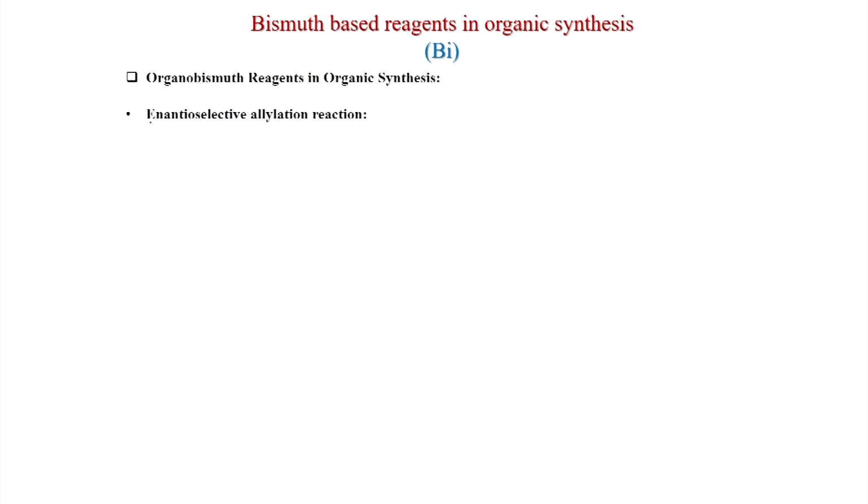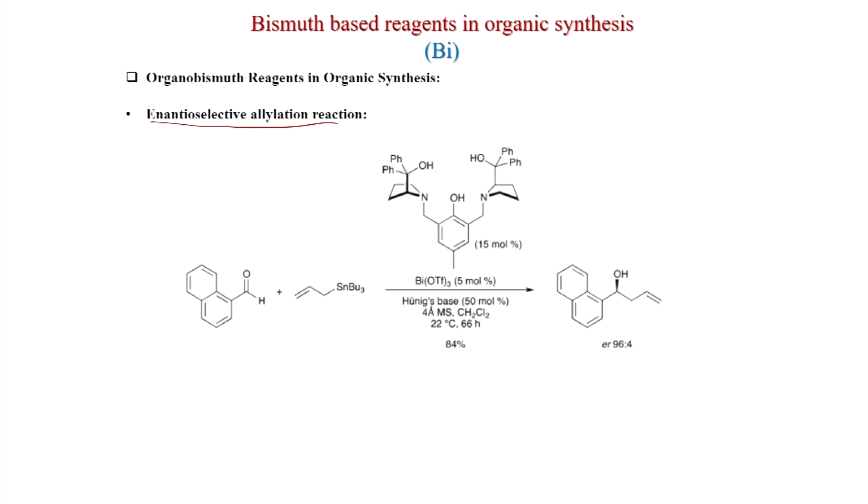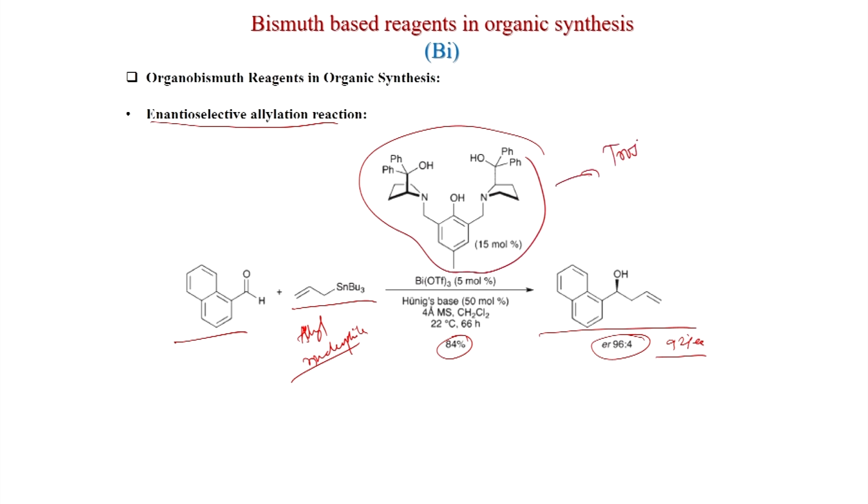Now, we will see another reaction, enantioselective allylation reaction. This was an allylation reaction, instead of allyl silane here allyl stannane is used, allyl tributyl stannane, because allyl tributyl stannane has an allyl nucleophile here, and if you use naphthaldehyde, then this allyl alcohol is formed, 84% yield, 92% ee. So, this reaction is very useful, and the ligand used is the Trost ligand, and bismuth triflate is the catalyst here. So, ligand you have to use 15 mole %, bismuth triflate 5 mole %, also you need an ionic base 50 mole % and molecular sieve, so that the reaction will give high yield and high enantioselectivity. This was published in Chemistry European Journal 2012.